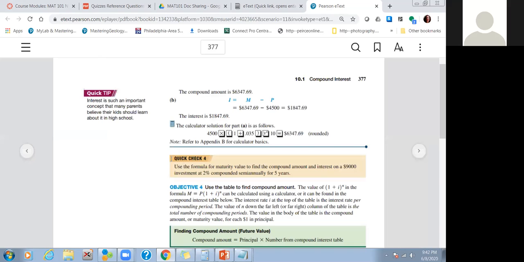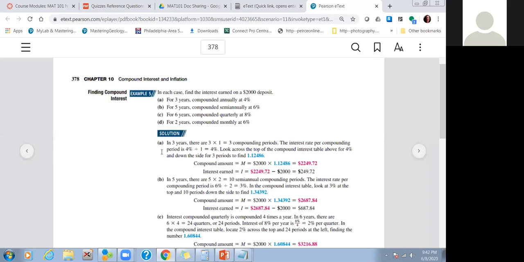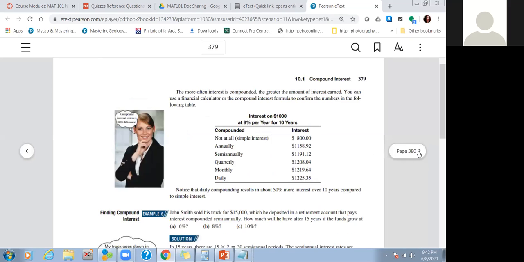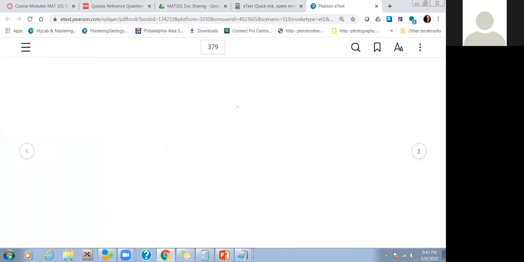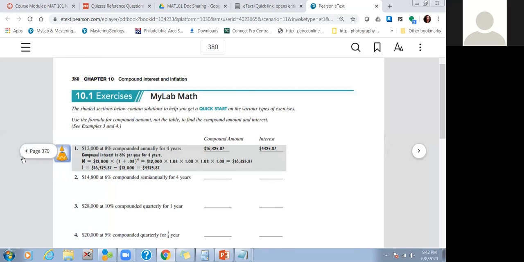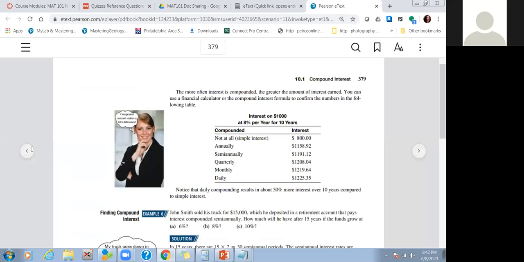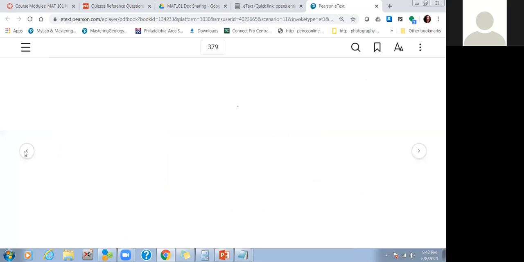So before I get to the rest of this overview, oops, where'd it go? 377. I went 2 pages too far. Sorry.